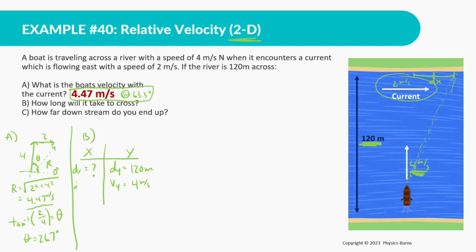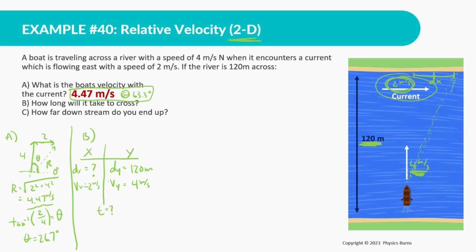I know in the x direction, oops, not dx, vx. I know in the x direction, the velocity in the x direction is going to be getting pushed to the right at 2 meters per second. The next thing is the time. So time is not directional. It's going to be both in the x and the y, so we can find this.